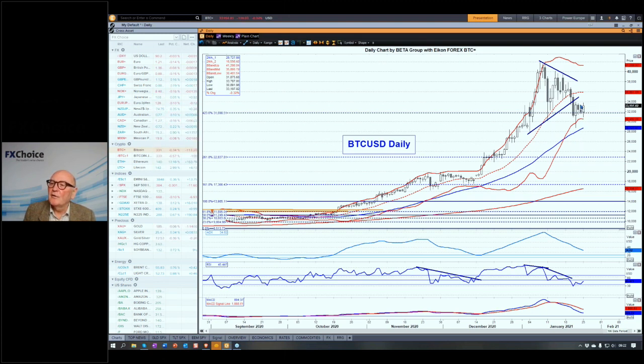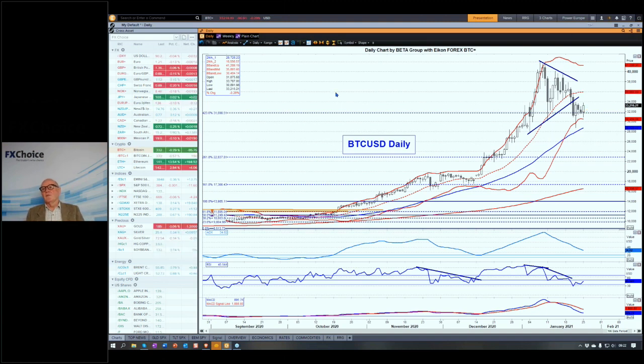So 34,000 is a short-term resistance level, today's high, and this high on the 22nd last week, and a break of that would probably release the energy to take us up and through the consolidation of the triangle itself. But I think the overall picture is still bullish for Bitcoin.